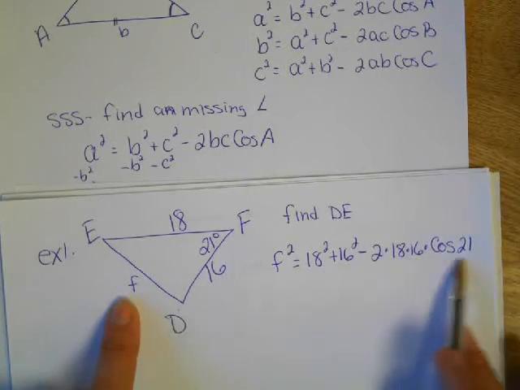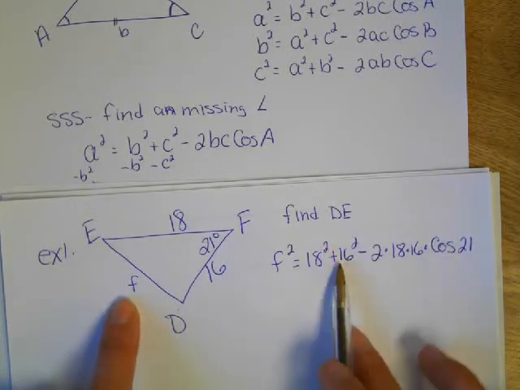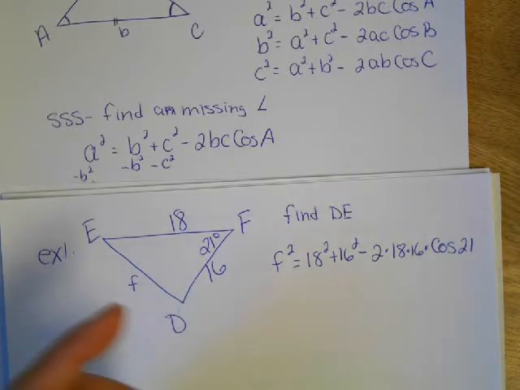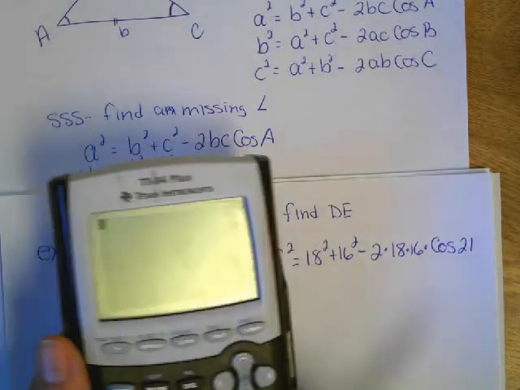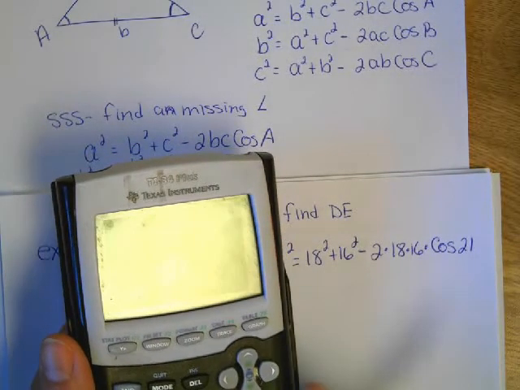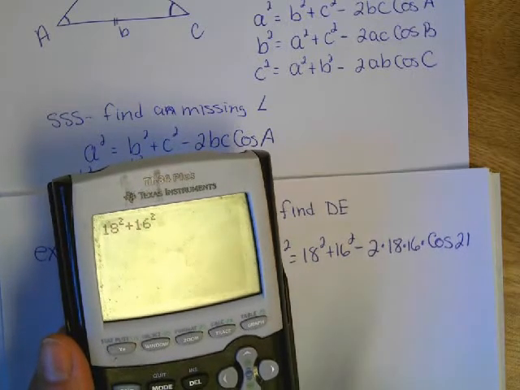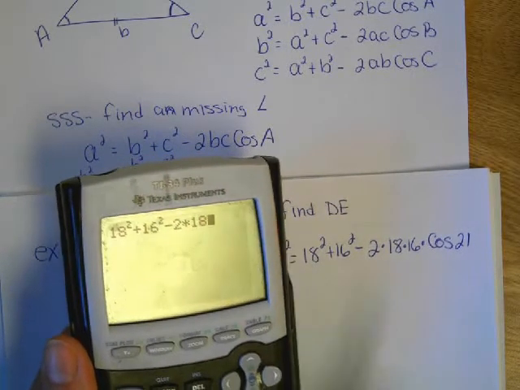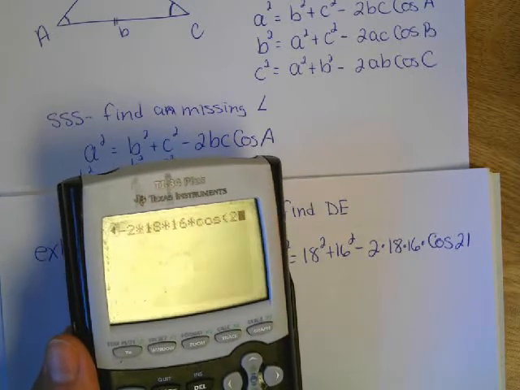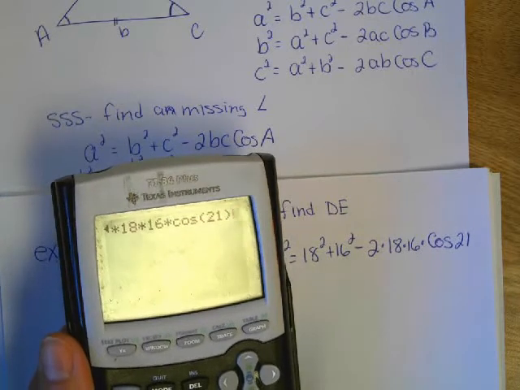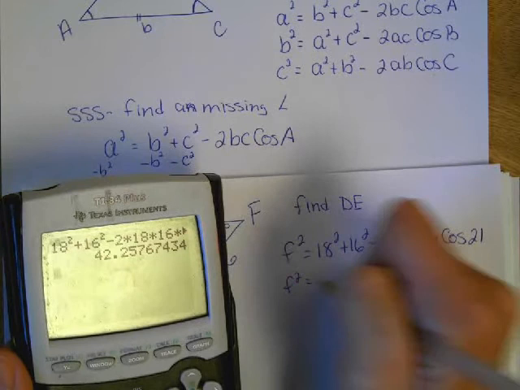Now, when I crank through this, you could do this all in one line on your calculator, well, most calculators. You should practice it to make sure you can get this. Otherwise, figure out where you need parentheses. But most calculators will do this all in one line. So I've got 18 squared plus 16 squared minus 2 times 18 times 16 times the cosine of 21. Don't stop anywhere through that whole thing.